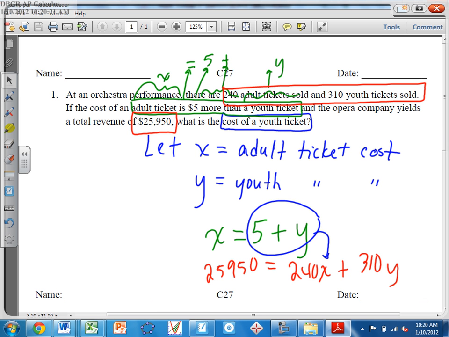Question. Yes. If your variable, like for X and Y, you have to put the number there? The number is so important because X represents one ticket only. Could one adult ticket and one child ticket add up to $25,000? It's not possible, right? I mean, what kind of tickets are we talking about here? So we have 240 adult tickets and we have 310 youth tickets. Together, that's how much money they make. That's like the basketball problem you did with your homework. That's where the 2 points comes in.